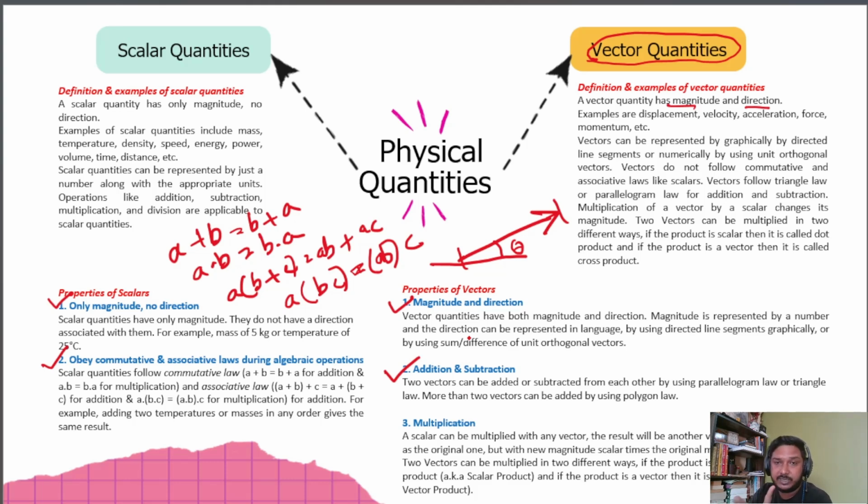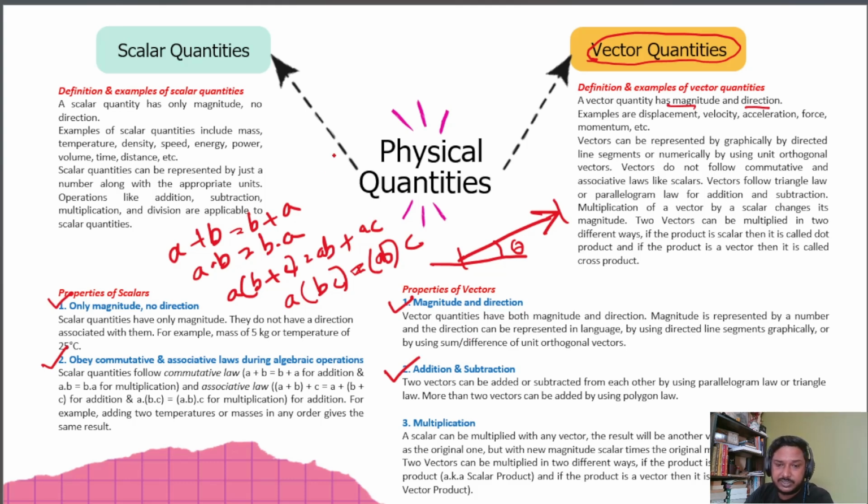If we have two vectors and we need to add or subtract them, we can use the triangle law or parallelogram law of vector addition. If we have more than two vectors, we can use the polygon law of vector addition, but that has to be done graphically. A much better and simpler solution is by adding the resolution of the vectors, by adding the components of the vectors using the unit orthogonal vectors again. We will study these things in great detail in the next segments of the chapter.